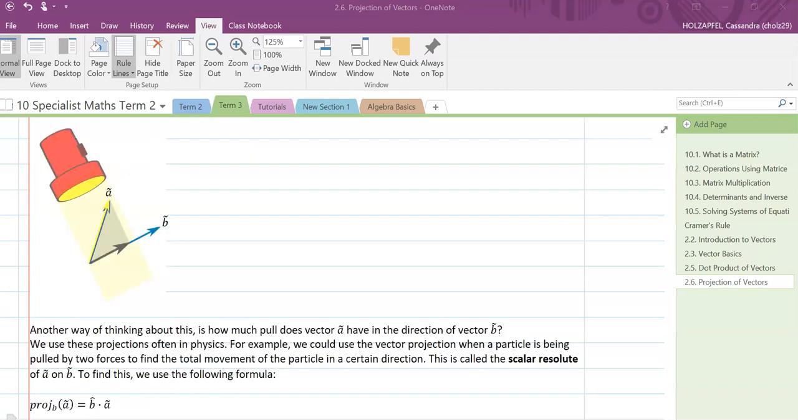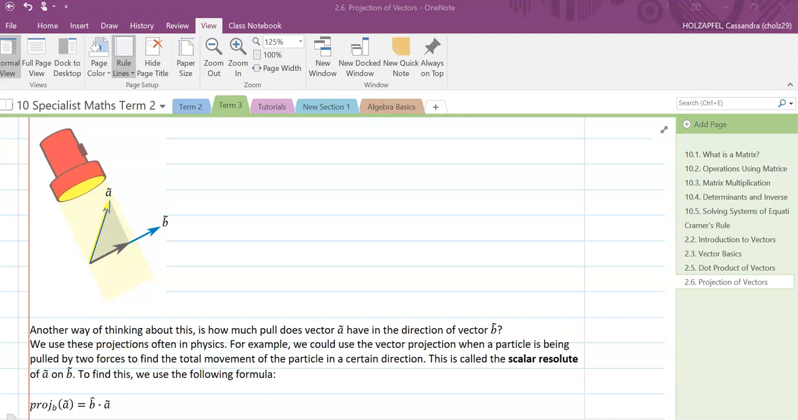A different or more useful way of thinking about this is how much pull does vector A have in the direction of vector B. So not how much pull does it have on the vector, but how much pull does it have in that same direction as that other vector. So we commonly use these projections in physics. For example, we could use the vector projection when a particle is being pulled by two forces to find the total movement of the particle in a certain direction.